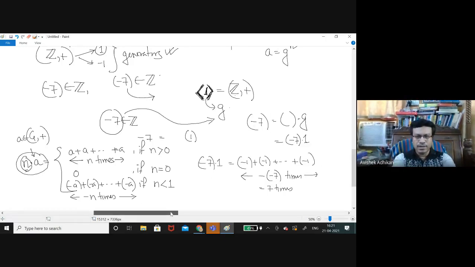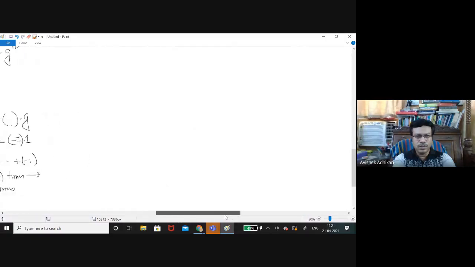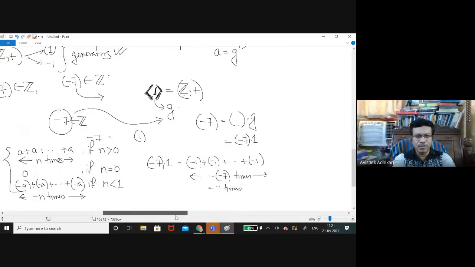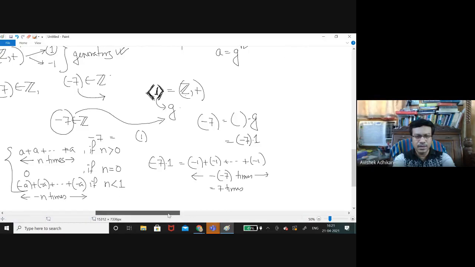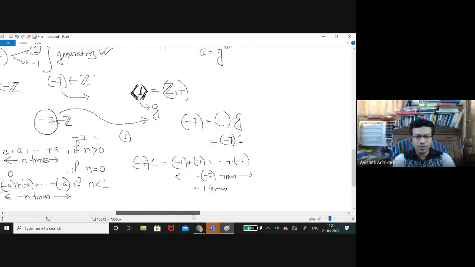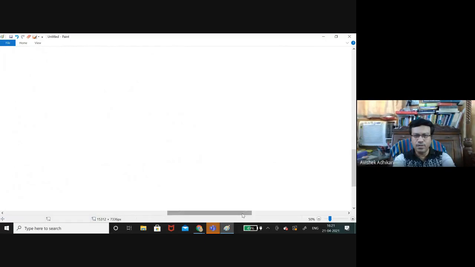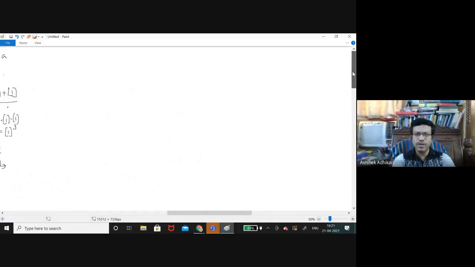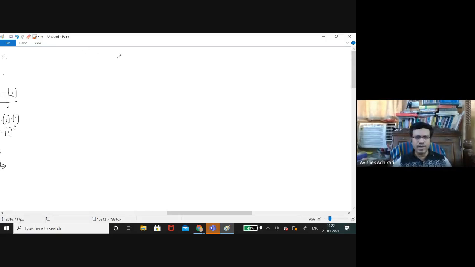So let's come to this group. This group is a cyclic group which is generated by 1 and minus 1. So we have seen two different types of cyclic groups. One is finite, another one is infinite. So finite and infinite, and this is a cyclic group.